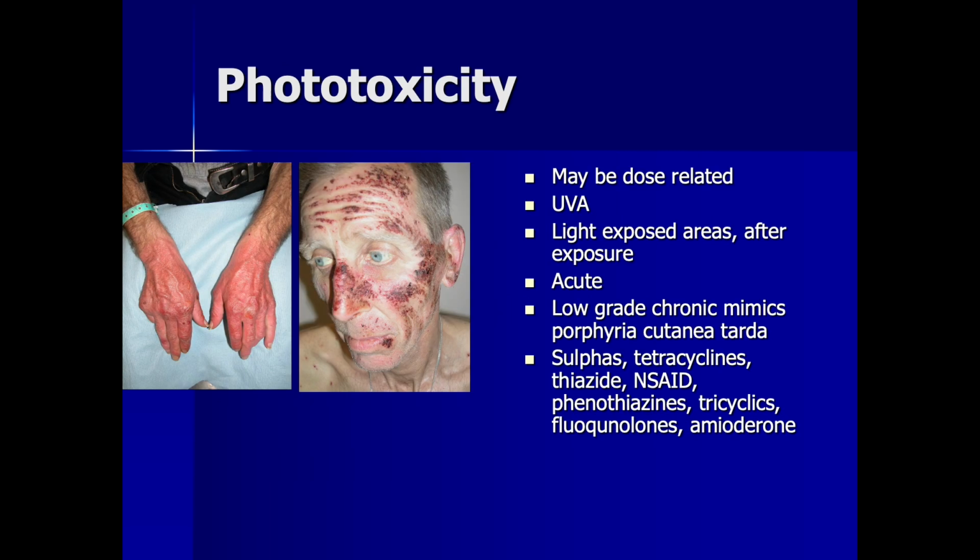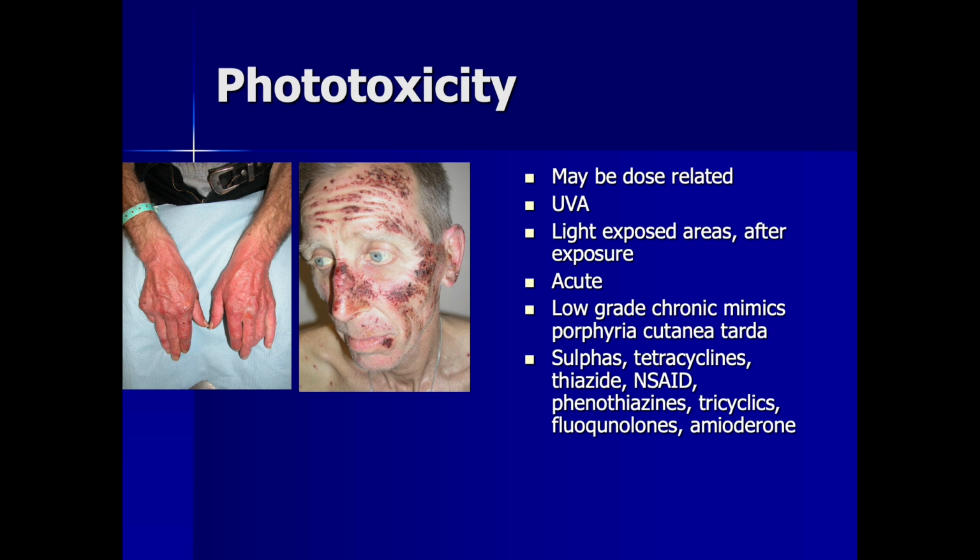Drugs can produce phototoxicity, and this can be dose-related. The usual wavelength of radiation which causes problems is ultraviolet A light. So inflammation, redness, sometimes even acute hemorrhagic changes can occur in the light-exposed areas. So the dorsal aspects of the hands, the face, often they're sparing of the lids, sparing in between the web spaces. So it can be acute.